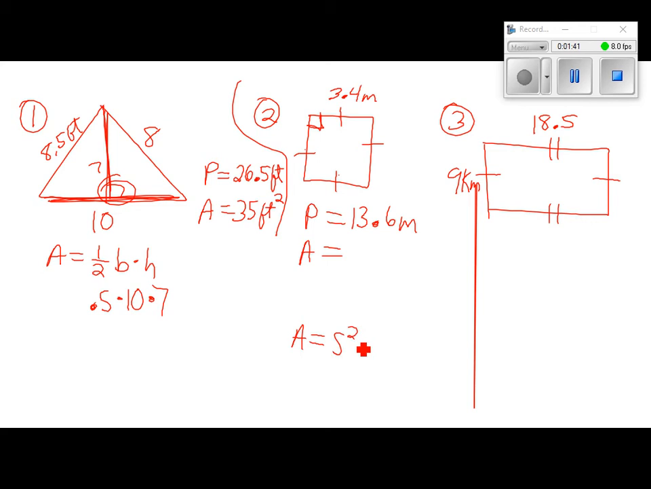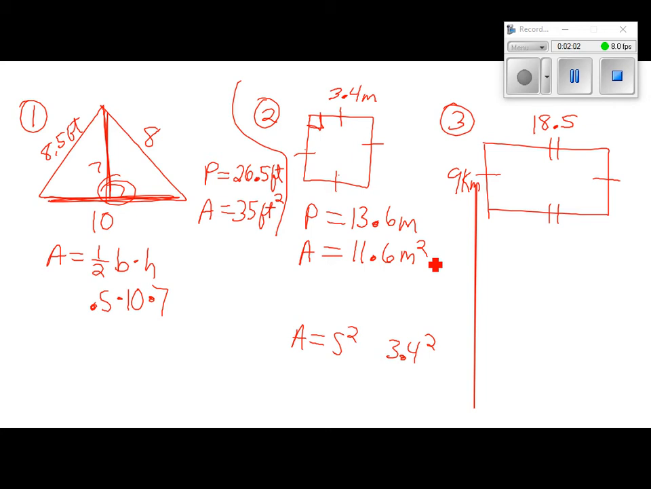Then the area, formula for area of a square, you can use the length times width for a rectangle, or you can just do s squared. Punch in 3.4 squared on your calculator. 3.4 times 3.4, and you end up with 11 point, and they told us round it off to the nearest tenth, so about 11.6 meters squared.